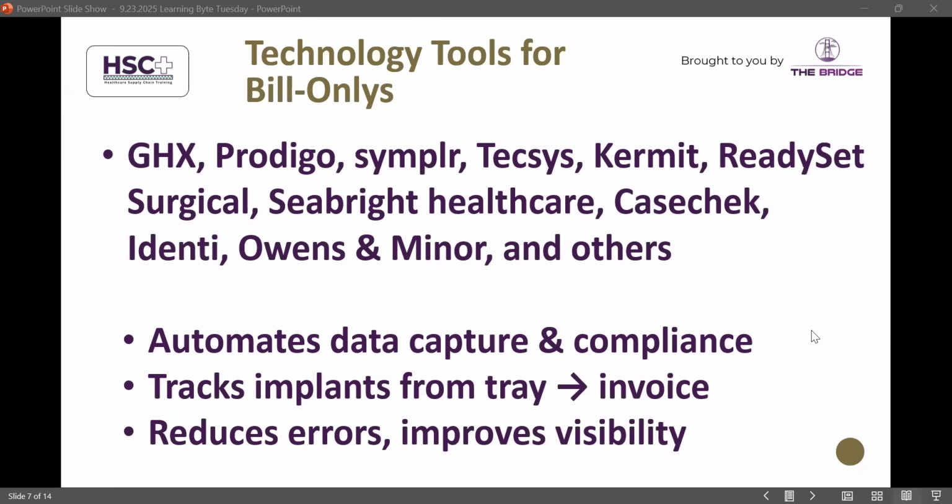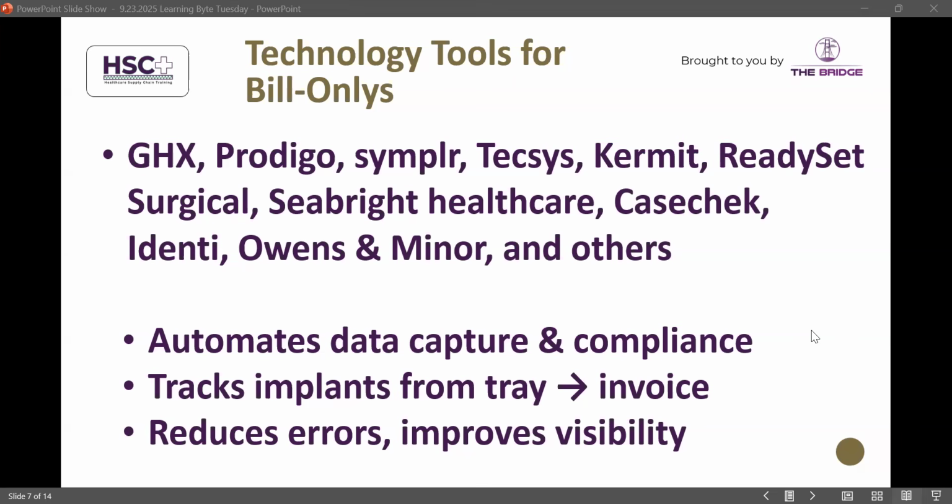So I'm talking about before technology tools for bill only. There's a bunch of them out there, okay? And I want you, if you're going to pay for something like this, because it is, I'm not going to say it's expensive, but it is a yearly cost, okay? There's a bunch of companies out there that do have bill only tools. I just wrote down just a handful. There's so many more than this.